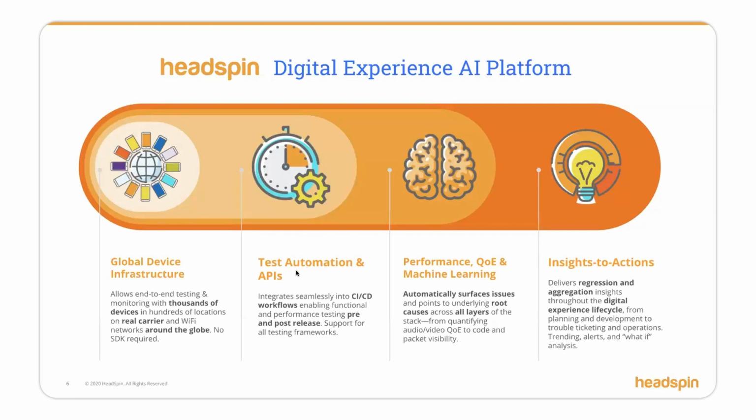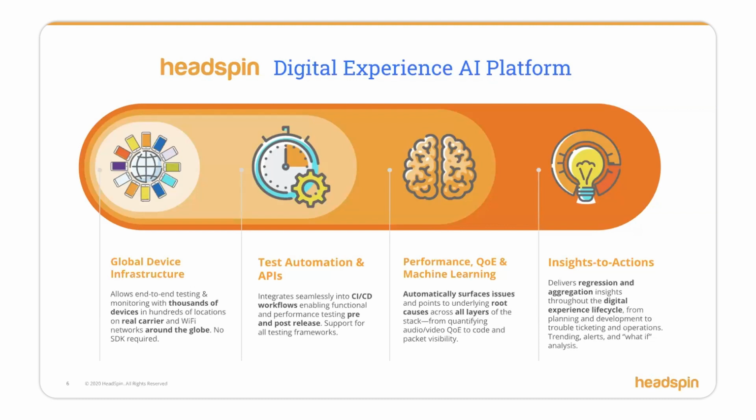Our platform can be broken down into 4 pillars, as you can see here. Starting on the left, our global device infrastructure, through which you'll be able to access hundreds of real devices to test and monitor your customer experiences end-to-end on actual carrier and Wi-Fi networks. And we currently have a presence in 70 countries and over 100 different locations.